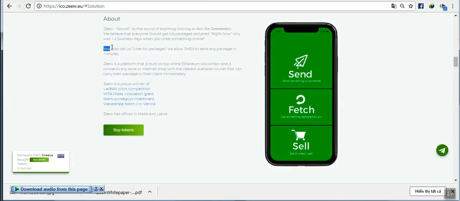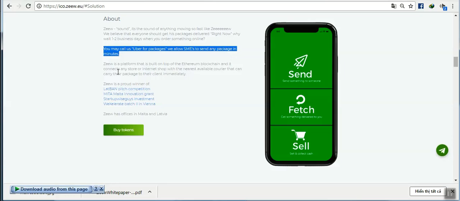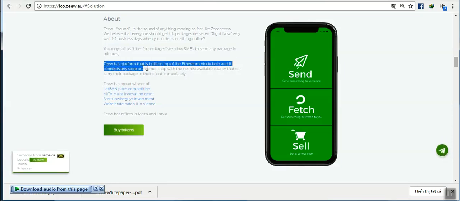You may call Zeew Uber for packages. Zeew allows SMEs to send any package in minutes. Zeew is a platform that is built on top of the Ethereum blockchain and connects any store or internet shop with the nearest available courier that can carry their package to their client immediately.